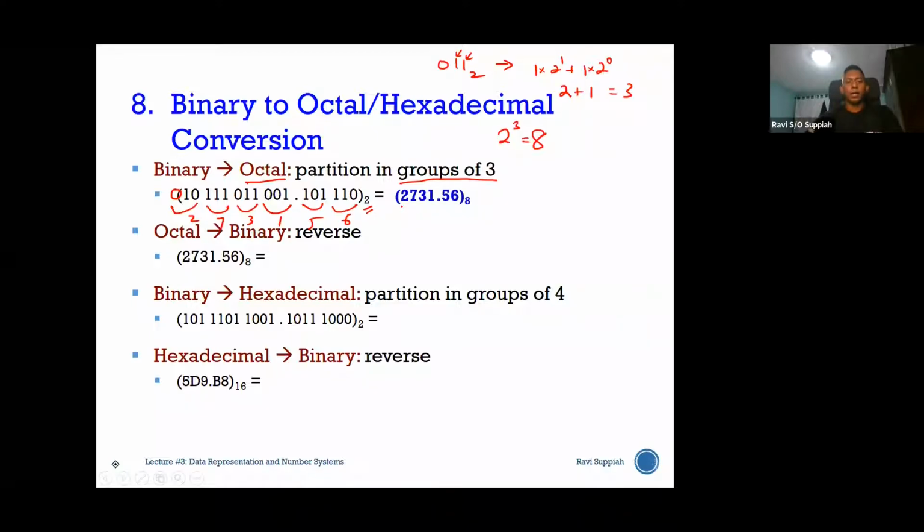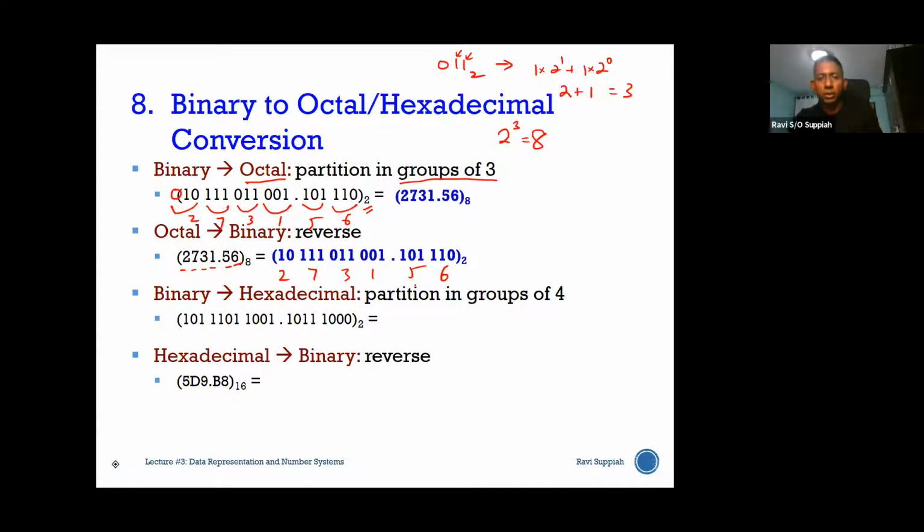Again, octal to binary is the reverse. That means take every octal digit and represent it by its 3-bit equivalent. So 7 is 111. This is 2, 7, 3, 1, 5, 6. So I'm basically going in the reverse order, where every octal digit is now represented by a 3-bit binary pattern.